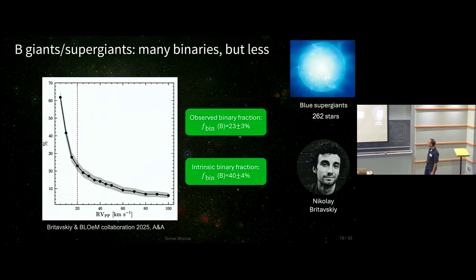Now we move to the mysterious blue supergiants. Remember, we don't know what these objects really are. Nikolai Britavskiy led this work, reporting an observed binary fraction of 23%. So we see, at least in the observed fraction, a drop. For the intrinsic binary fraction, now it gets pretty risky because you need to assume underlying distributions. If we don't understand what these stars are, it's harder also to correct for our biases. But being brave and making some assumptions, Nikolai computed an intrinsic fraction of about 40%.